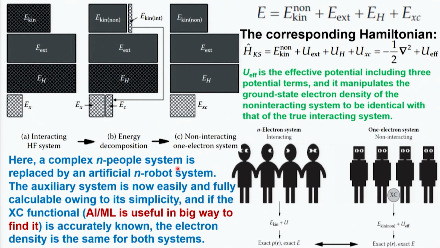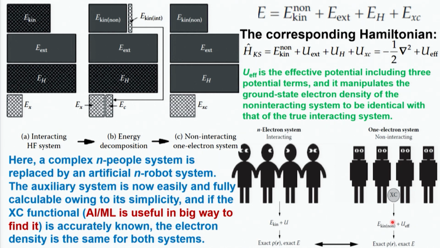So here a complex n people system is replaced by an artificial n robot system. The auxiliary system is now easily and fully calculable owing to its simplicity, and if the exchange functional is accurately known, and the electron density is the same for both systems, you match the electron density of the actual system and the electron density of the non-interacting system. Okay. So you just vary some parameter so that you get the exact density, and at the same time you know that if you know the density we can get all the other parameters. Okay. So that is essentially the DFT method.